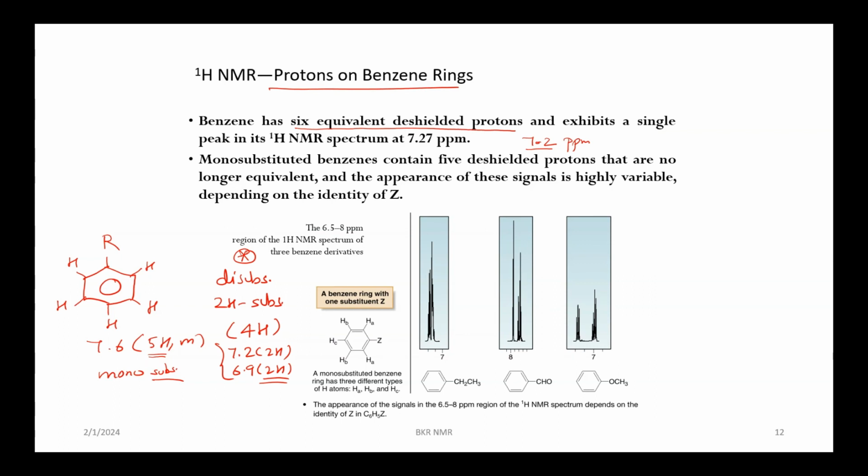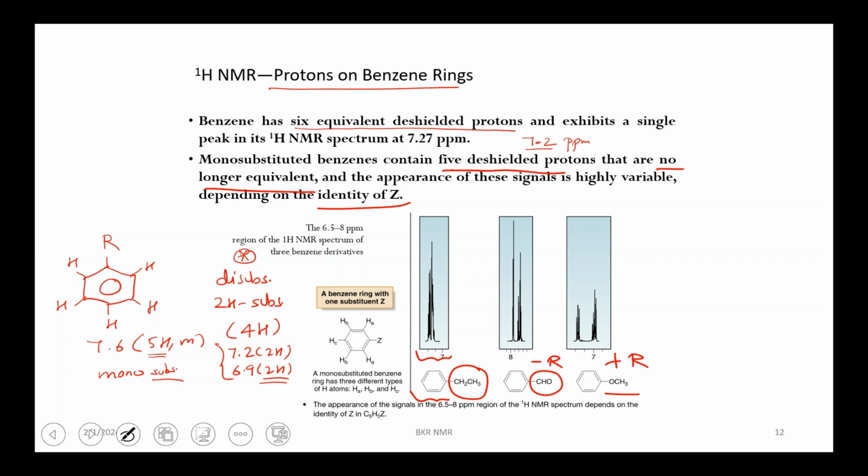If I have an alkyl group, generally the 5 aromatic protons will have an accidental equivalence, so they'll appear at almost similar values. You can see here they are coalesced with each other. But when I have an aldehyde, an electron withdrawing group, the minus R group, I'll have a splitting pattern. And when I have OCH3, which is a plus R group, I'll also have a splitting pattern.